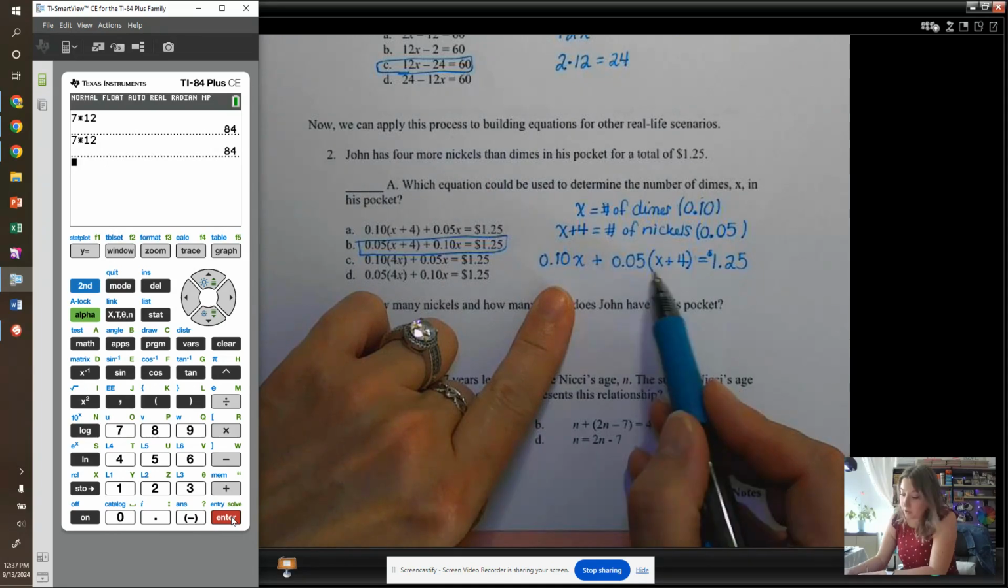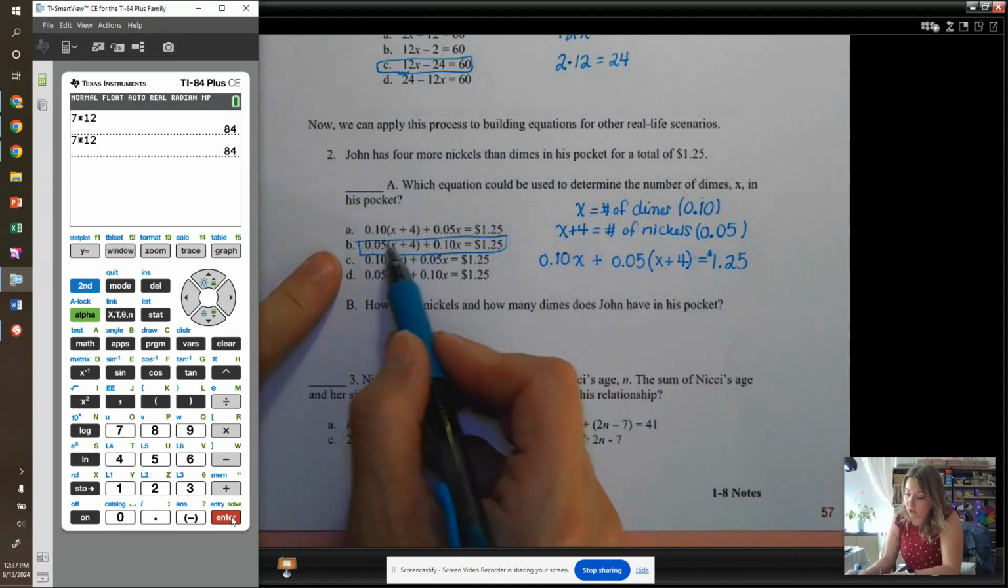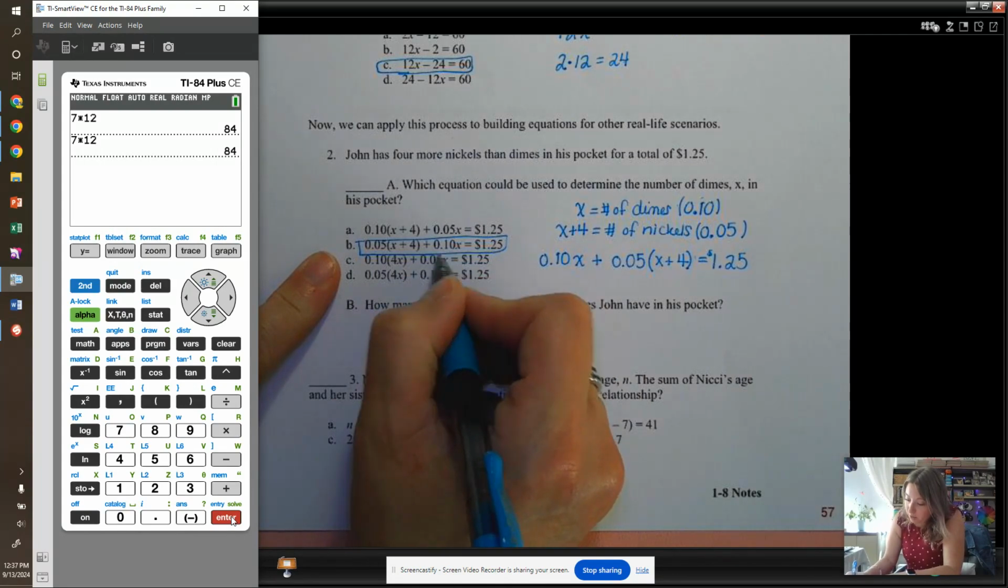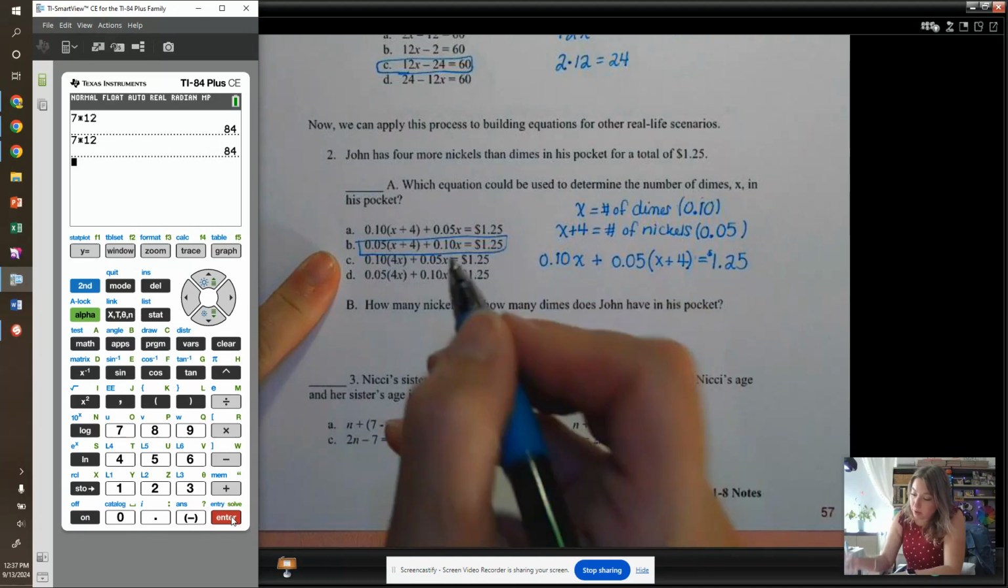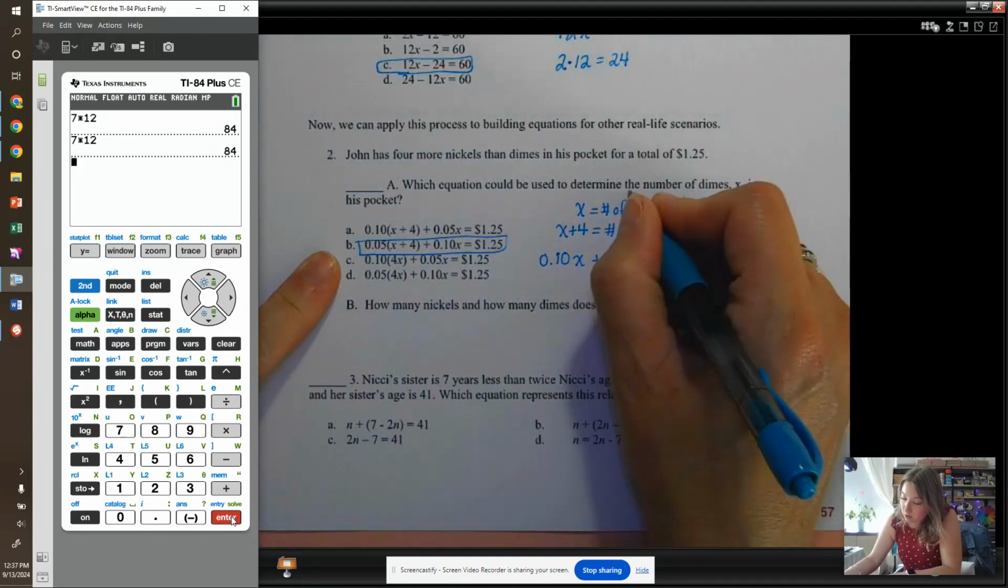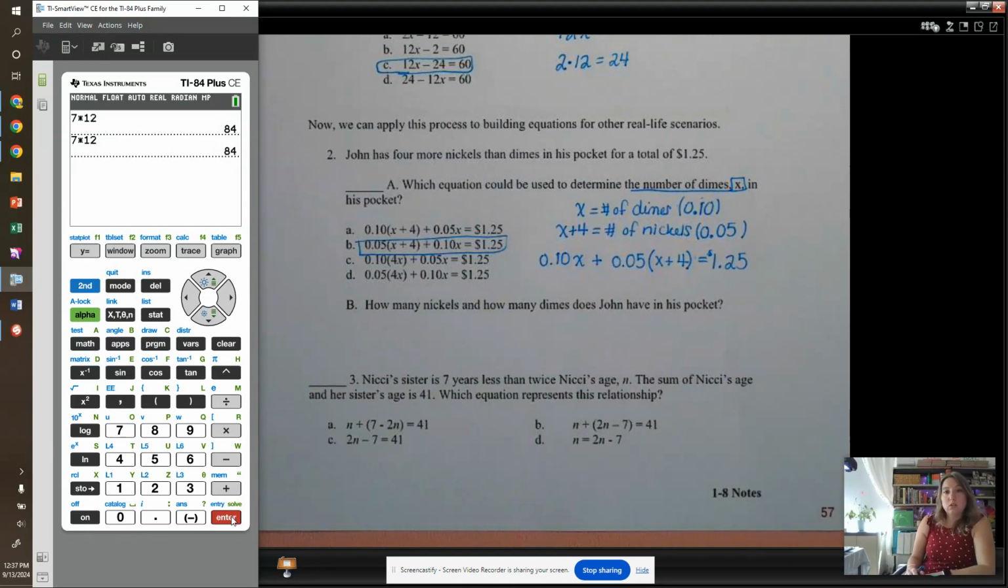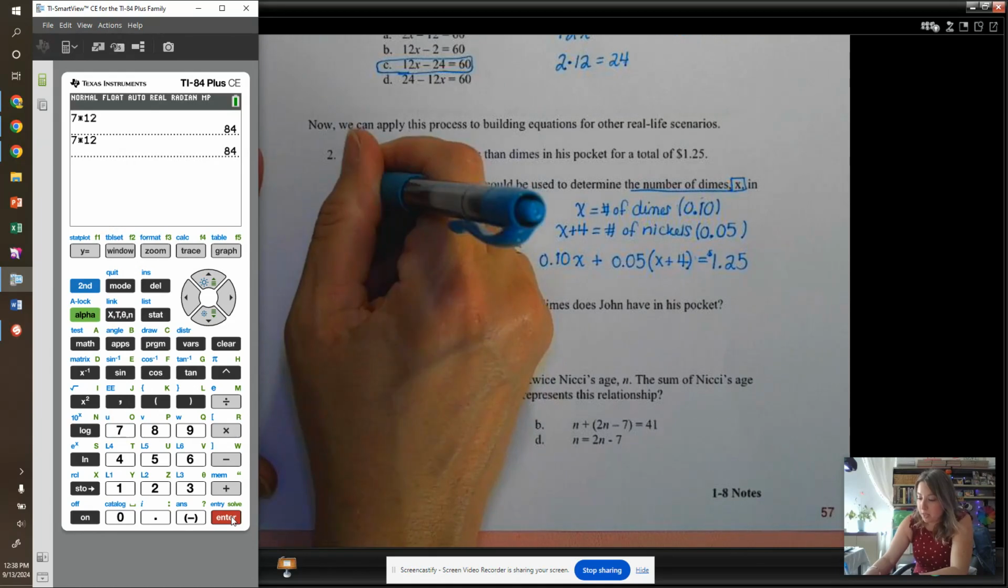Addition is commutative, so it didn't matter which order I added these two things in, as long as I had the 0.10 times X, because X is my number of dimes, right? The number of dimes. Which equation could be used? B.